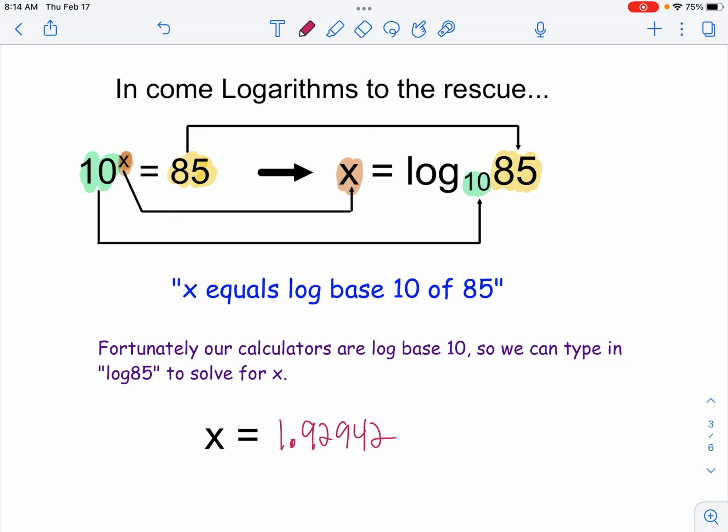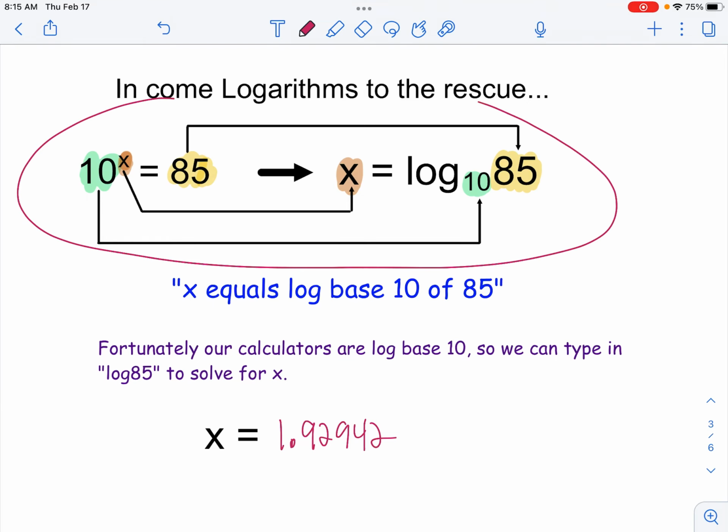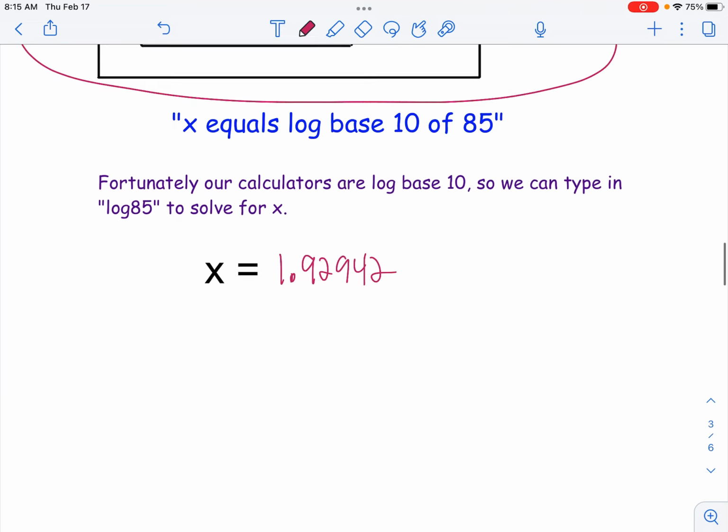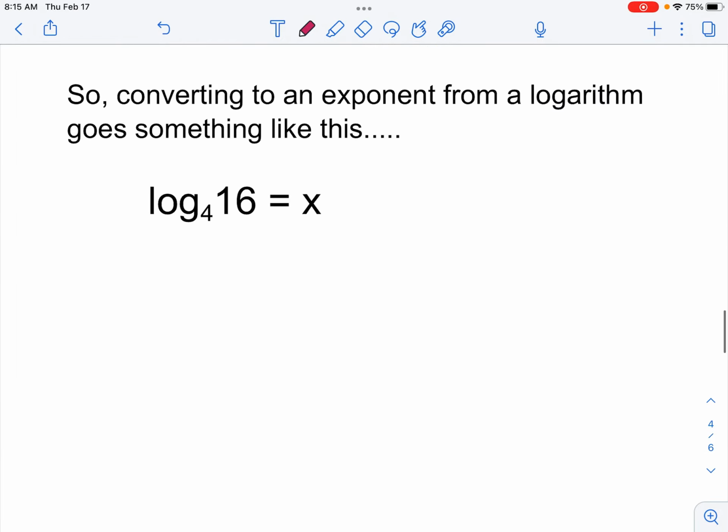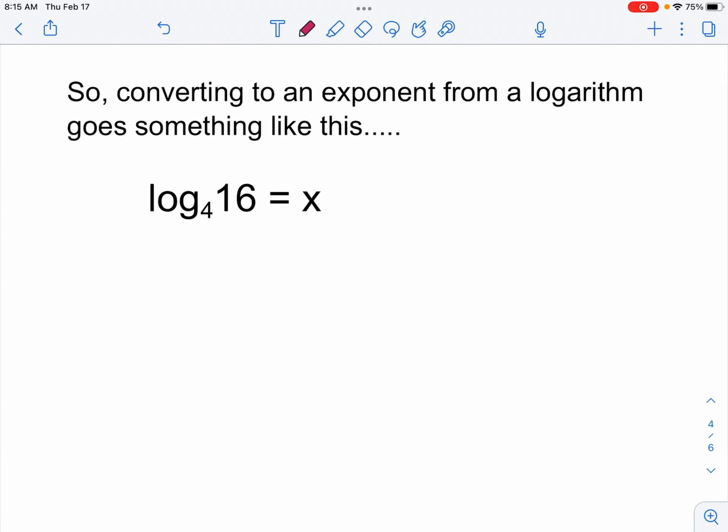All right. So the main thing for the first day on logarithms is, can you do this? Can you take a logarithm, write it as an exponential equation? Can you take an exponential equation, write it as a logarithm? Just kind of converting back and forth between those. So here's how we do this.